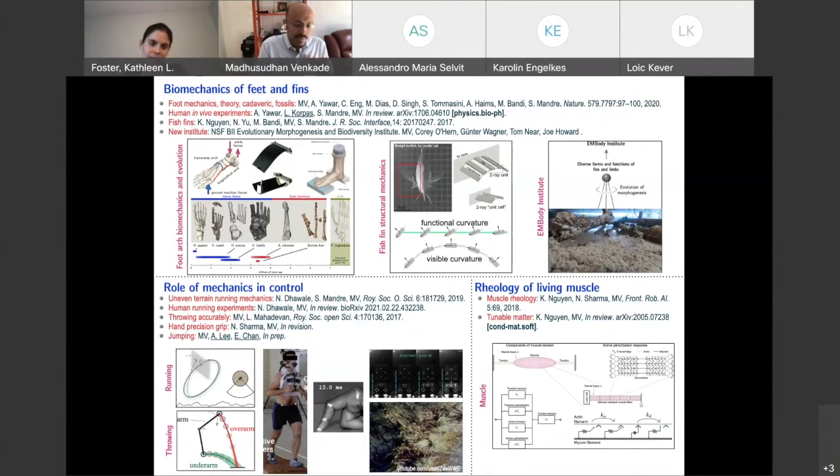We've been working on problems in how mechanics impacts how neural control works in the context of throwing, in the context of fingers and how fingers are controlled, in the context of whole animal jumping. And somehow all of these in the back of our heads hinge on understanding how muscle can tune these responses. So there's a whole part of my lab and my brain that also thinks about muscle as a material and its rheology.